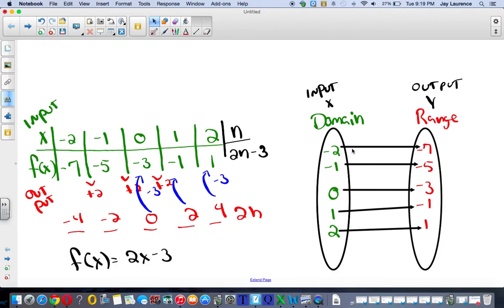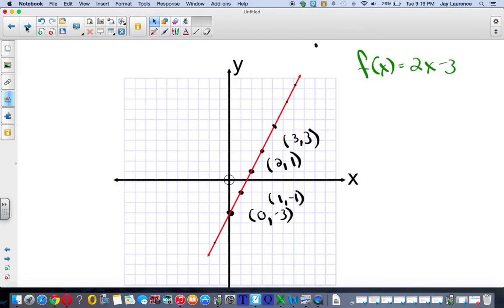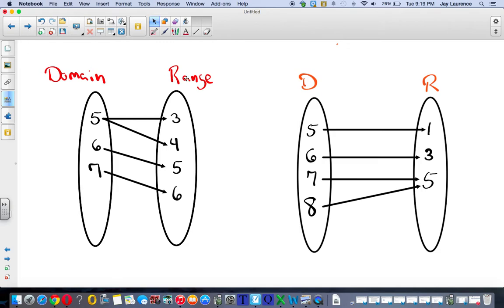Okay, if we had a situation where one of these numbers in the domain, one of the green numbers, was going to more than one number in the range, the red numbers, then it would not be a function. All right, let's look at a couple of examples here. I've got 2 mappings. All right, remember the domain is your input, or your x values, and the range is your output.